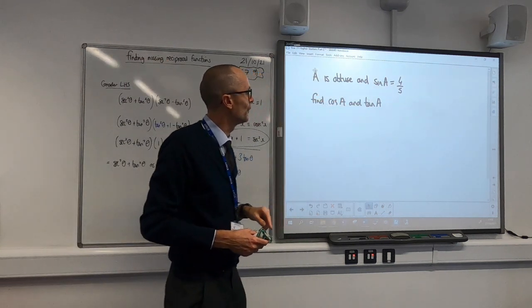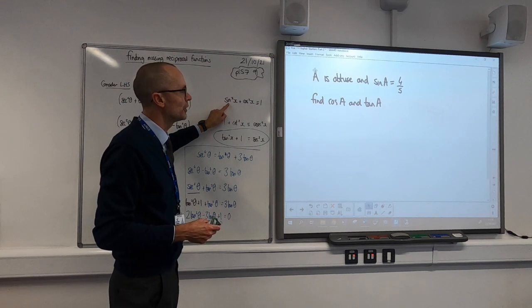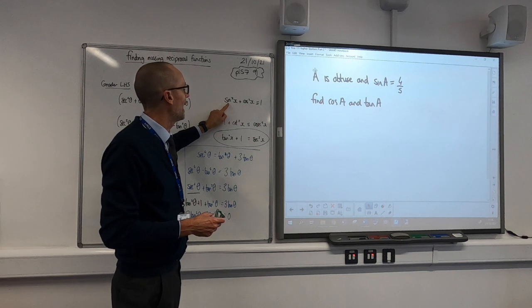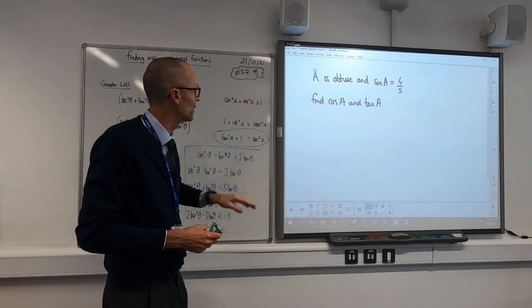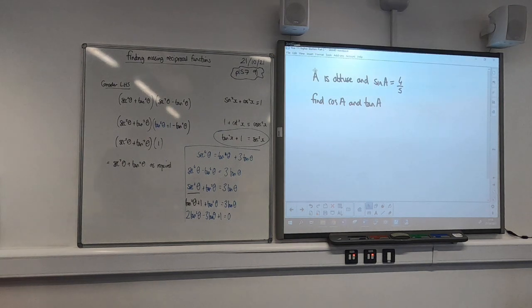If sine A is 4/5, then sine squared A is just 4/5 squared, 16/25. And if I want to know what cos A is, well, I know that that plus cos squared will equal 1. So I can work out cos by doing 1 minus that, square rooted. So see if you can work out the value of cos A. You'll get a plus or minus answer because you need to square root.